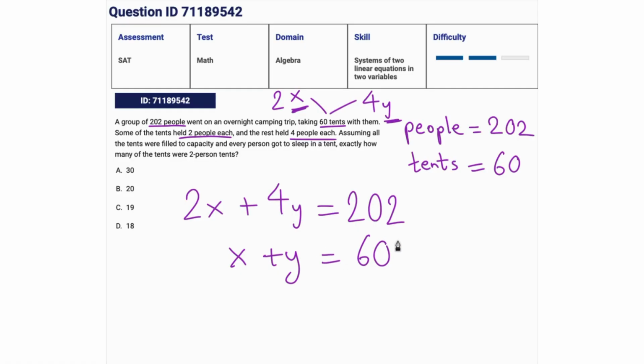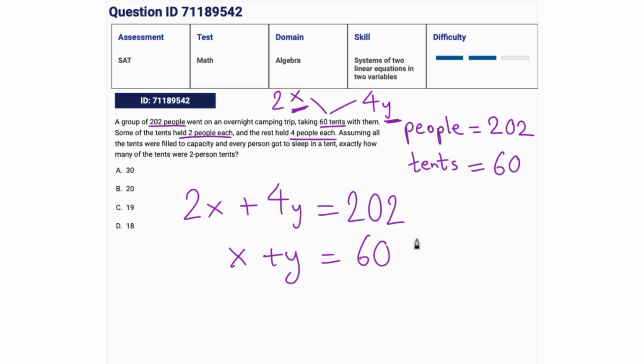Now, we have a system of equations here. We have 2 equations, and now we can substitute this. So now you understand why it's 2x plus 4y. Here we're trying to calculate how many people in total there are. So 2 people in each in x and 4 people each in y. So all together, it's 202 people.